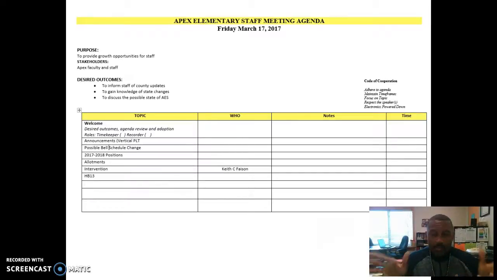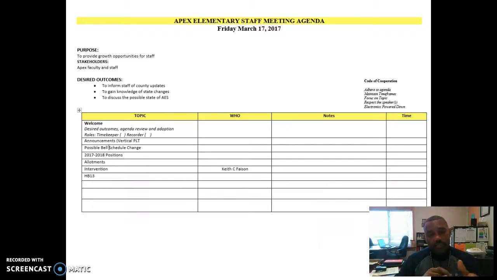17-18 positions. Obviously, many of you know that Miss Gaskins, Miss Gaffney, and Miss Bradham are retiring at the end of the school year. The positions for all three positions actually have been posted, and will remain posted for a while as we start interviewing candidates for those positions.